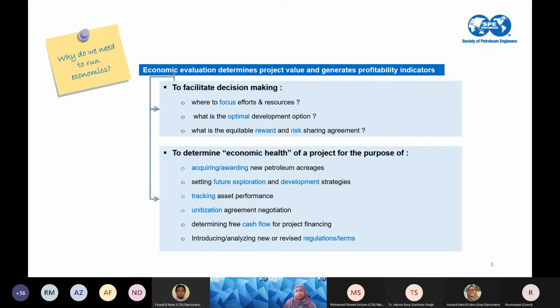So essentially we do economics from start to the end. From inception, where we do exploration or farm-ins, all the way to asset decommissioning. Economics is always done even at decommissioning level, because you need to ask yourself, at what point can you start decommissioning your assets and winding down the production, right?